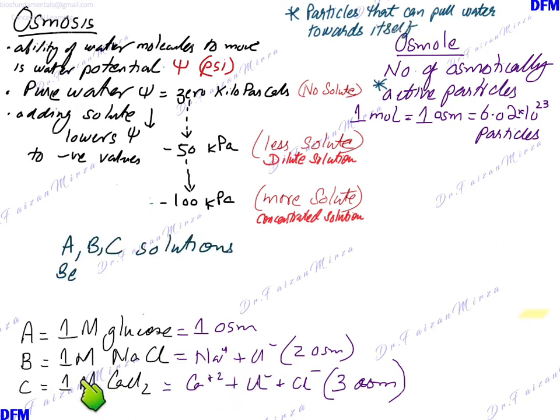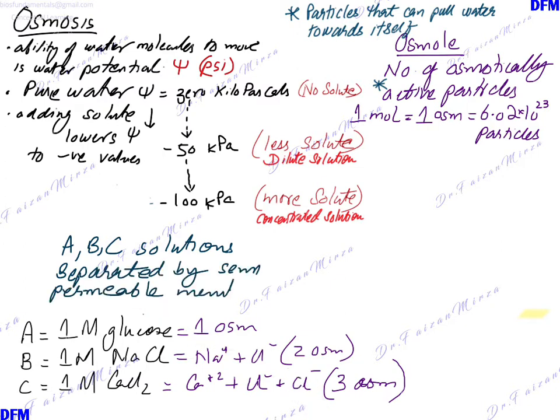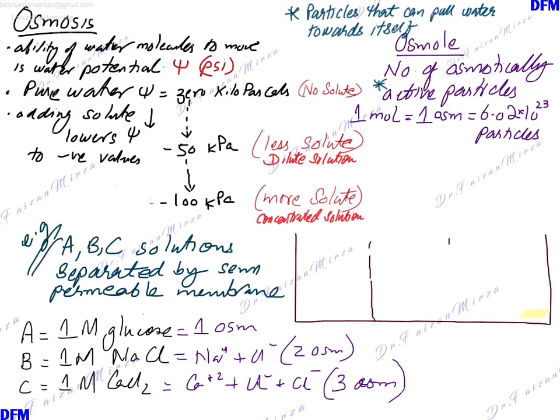Similarly, the calcium chloride 1 molar solution will dissociate into 3 ions, 1 calcium and 2 chloride ions. So it will end up having 1 osmole of calcium ion, 1 osmole of chloride ion, and 1 osmole of chloride ion again. Let's suppose we have 3 solutions A, B, and C, each separated by a semi-permeable membrane in a beaker.